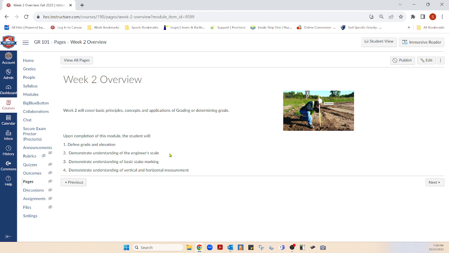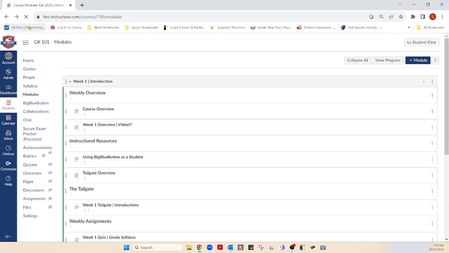Basic stake marking. I need you to understand the basics of how to read and how to mark a stake. I need you to be able to measure something horizontally. Most of us may have done that, whether it be feet or inches, or feet and tenths of a foot, tenths and hundredths of a foot. You can think of an engineer scale as like 1.50 is a foot and a half, right? 1.5 feet. Okay, so I want to still get back so I can see the whole module, and then we'll move from there.